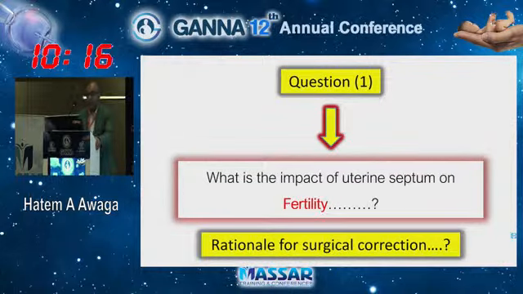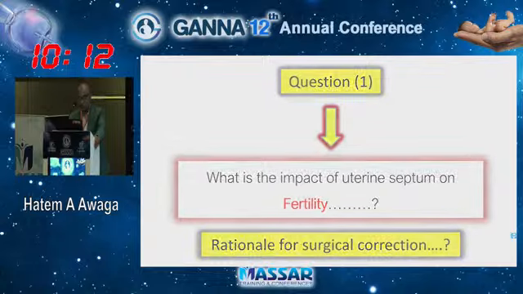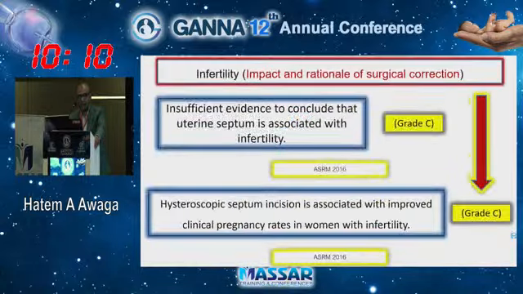Question 1: what is the impact of septum on fertility, and is there a rationale for surgical correction? There is insufficient evidence to conclude that uterine septum is associated with infertility. However, hysteroscopic septum incision is associated with improved clinical pregnancy in women with infertility. But this is the answer of this question.